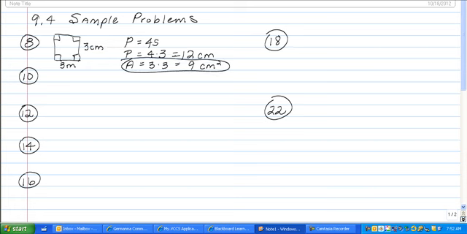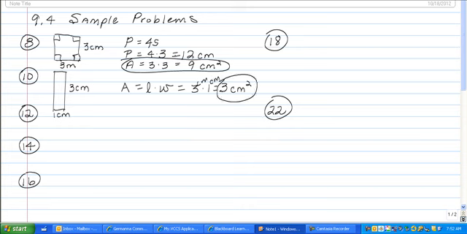In number 10, we're finding the area of a rectangle that measures 3 by 1. So area is length times width, which in this case is 3 times 1, so that will be 3 square centimeters. And the reason is that multiplying centimeters gives us square centimeters.